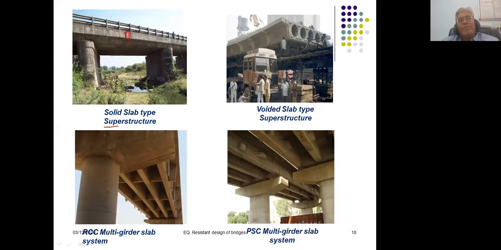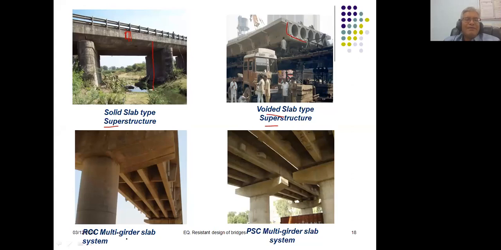This is a voided type of superstructure, used when there is a headroom restriction. One can think of such a voided superstructure, which has a larger moment of inertia in comparison to the solid slab. At the same time, the voids are inserted, so the weight of the structure can be reduced. If the dead weight is reduced, the moment demand is also going to be reduced, right? So this is also a very suitable solution when there is a restriction in the headroom.